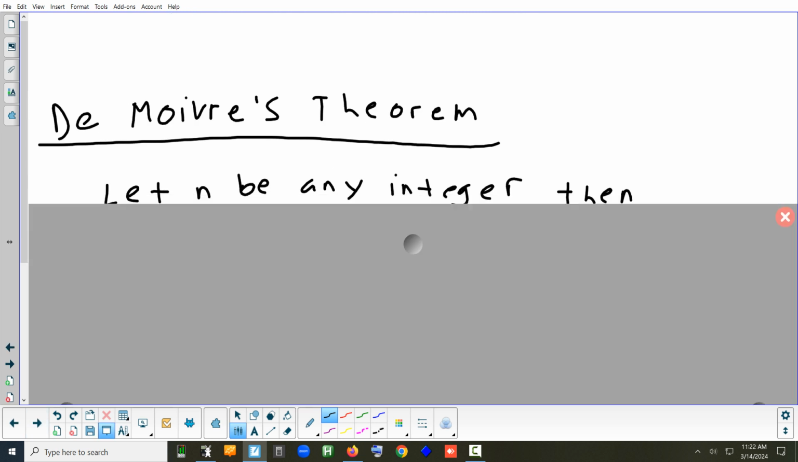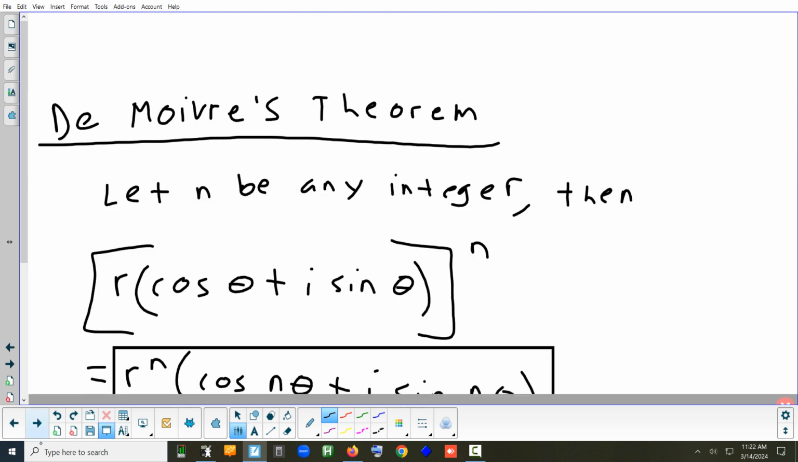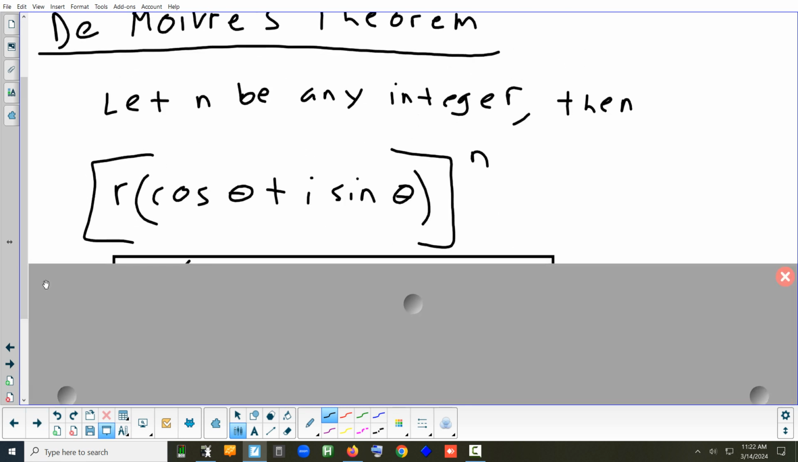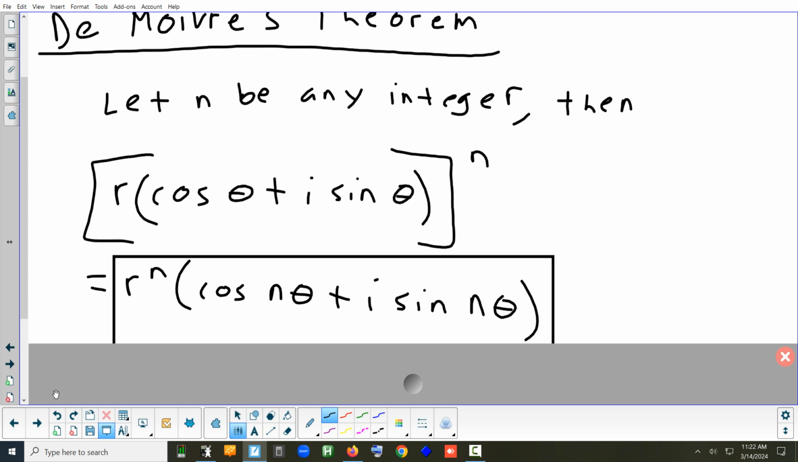So this is de Moivre's theorem. As long as you're raising to an integer power, this doesn't work if you're raising to like the 1.4 power. We don't really look at that in this class. But as long as you're raising to an integer power, you raise the radius to the power, and you multiply the angle by the power.